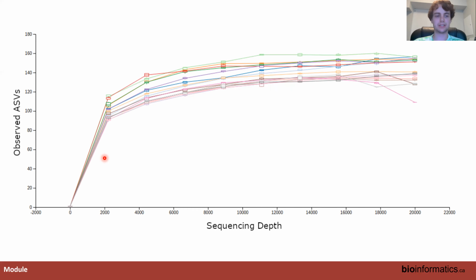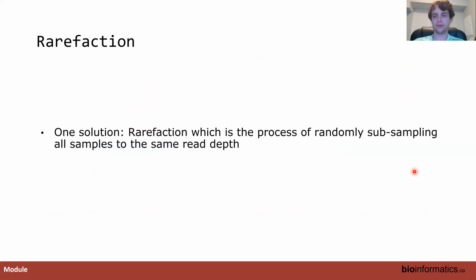And this is exactly what you see in these plots that we call rarefaction plots. So on the y-axis, we have the number of unique observed amplicon sequence variants, and on the x-axis, we have sequencing depth. And as you can see, as sequencing depth increases, going to the right, we see that there's an increase in the number of uniquely observed amplicon sequence variants. And so this creates a problem if we're comparing a sample with, say, 4,000 reads to another sample that has 20,000 reads. So one way of solving this issue is through this idea called rarefaction.